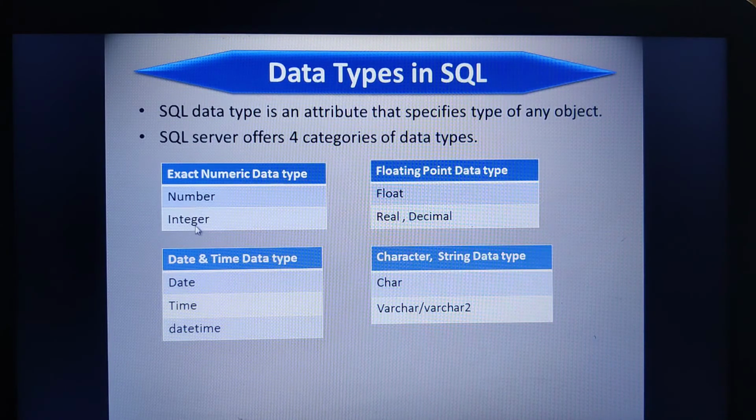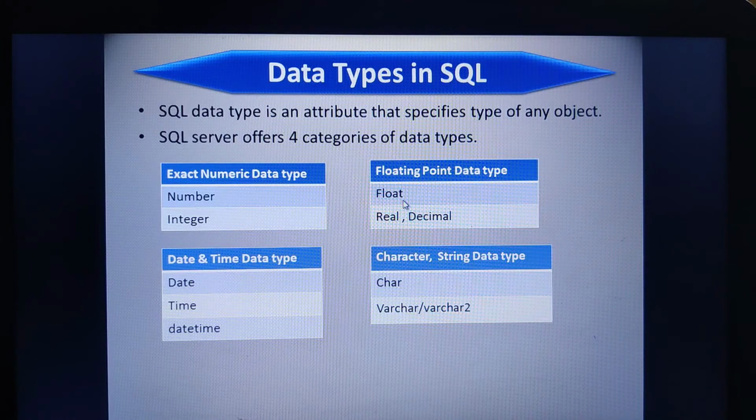One is the number and the integer. Whenever I need to represent any whole numbers, then I have to use the number or the integer. That means the numbers without any fractional parts. If I want to represent those, then I can use number or the integer. Here both can represent signed numbers and unsigned numbers.